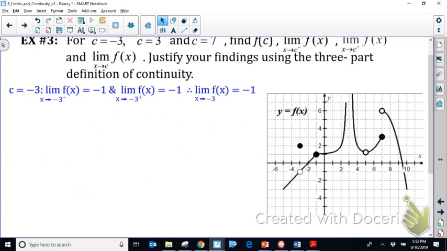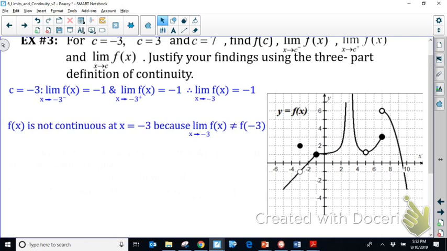The left-hand limit and the right-hand limit do approach -1, so the general limit does exist, and the general limit is going to be -1. But f of -3 is equal to +2. So according to the definition, it cannot be continuous because the general limit does not equal the defined function value.